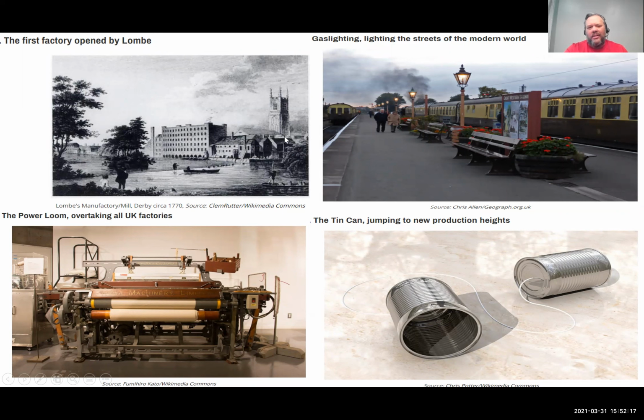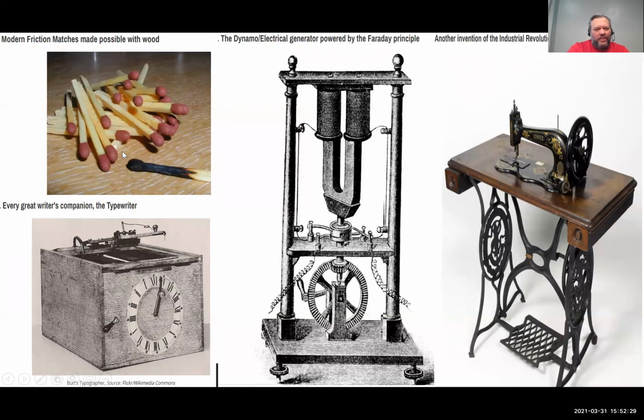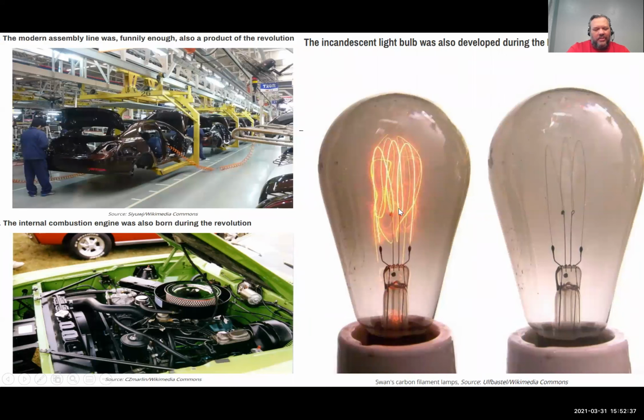I know in the U.S. a lot of this manufacturing was up in the Northeast. So this is lighting for the streets, the power loom, the tin can. This did a lot for preserving food. Friction matches, typewriter. This is an electrical generator, a sewing machine, and again, all these are labor-saving devices.